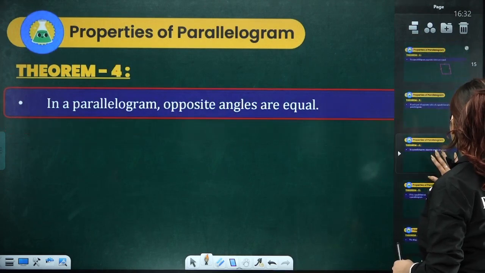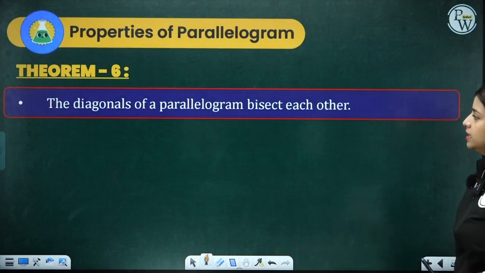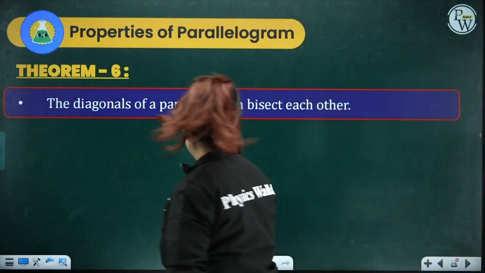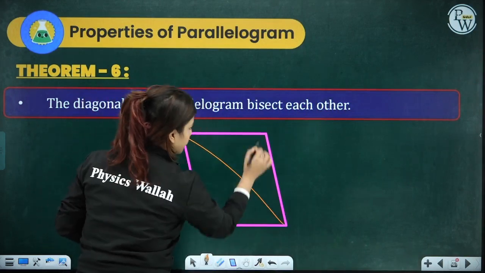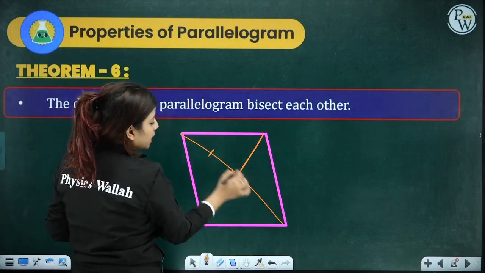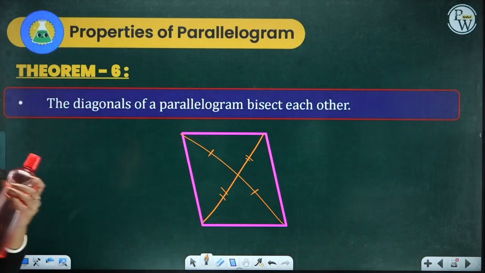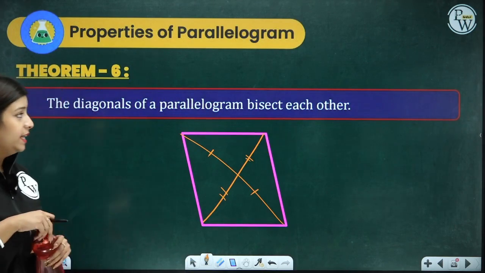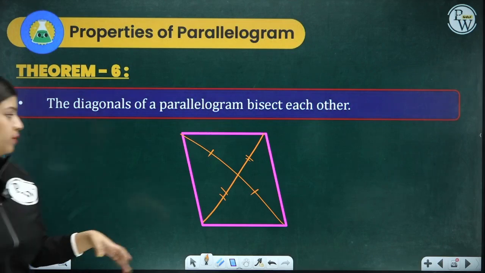All right. Now the next thing that we have is: the diagonals of a parallelogram bisect each other. Again, one of the most important properties of your parallelogram, students. If I draw one diagonal and another diagonal, they bisect each other, which means they split each other into two equal halves. I hope this is clear with everyone.